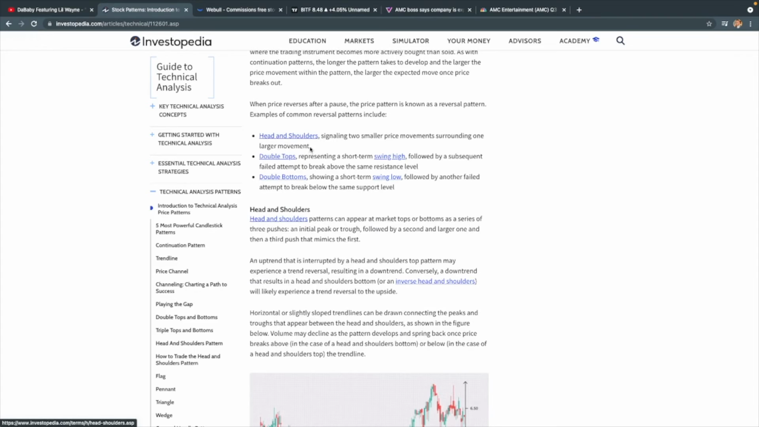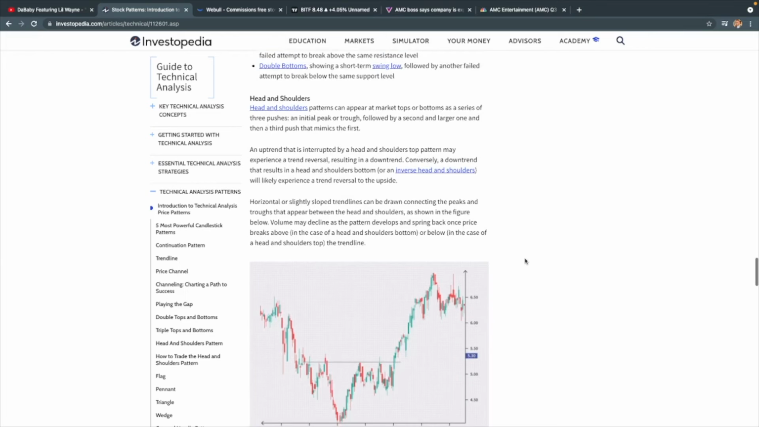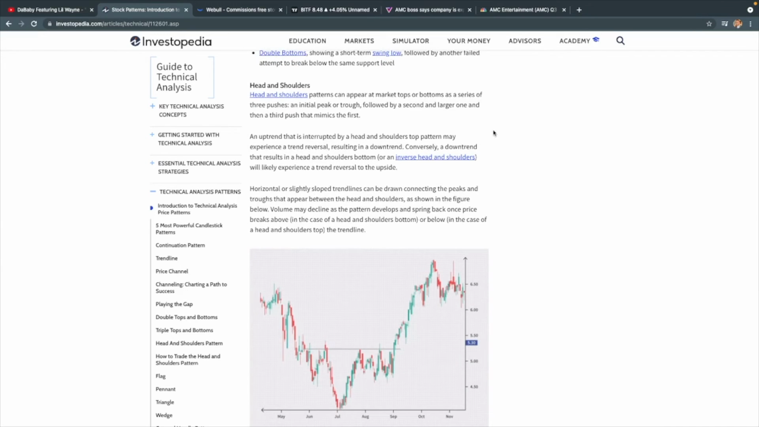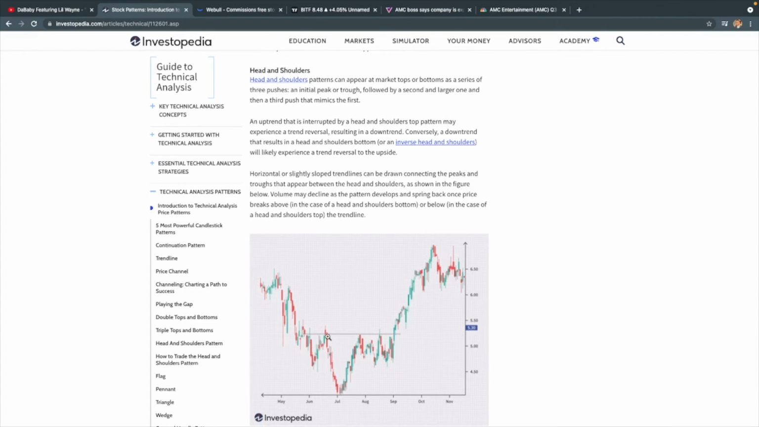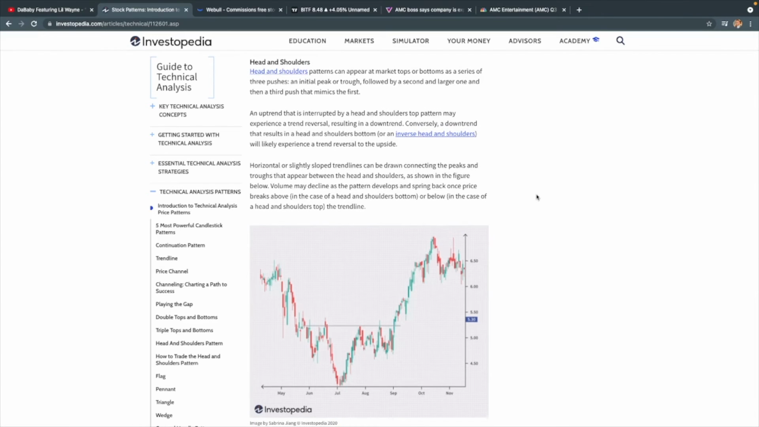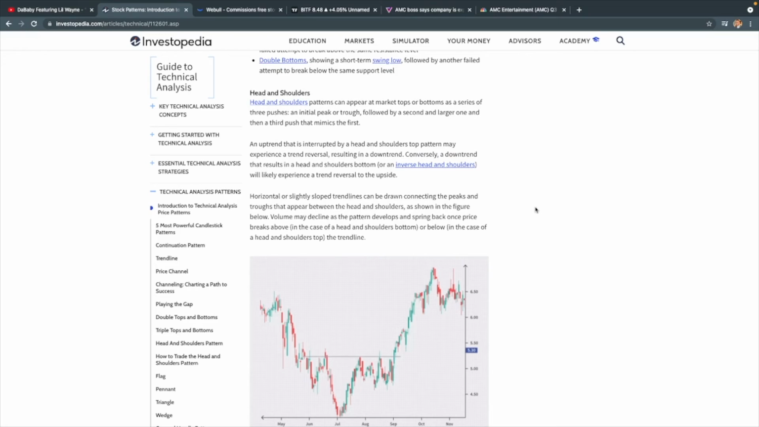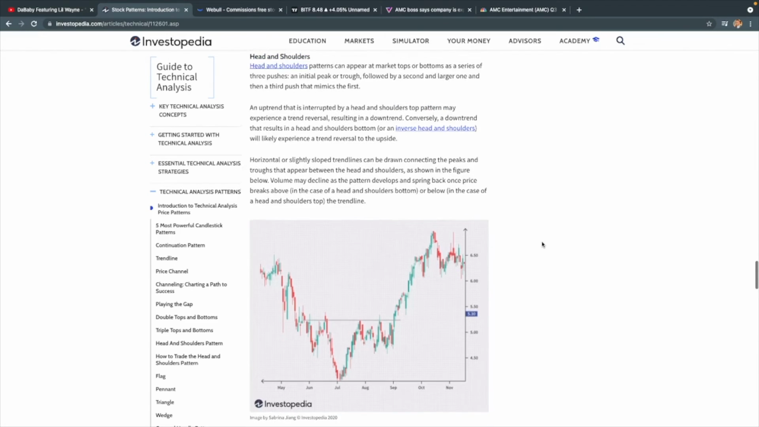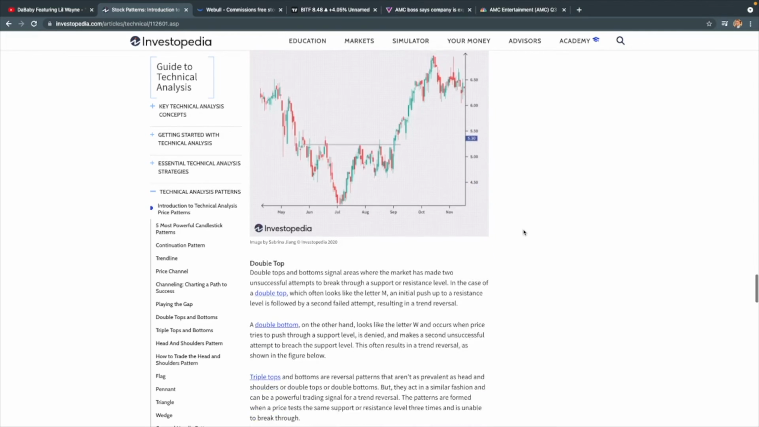So a head and shoulders, double tops, and double bottoms. Head and shoulders. These patterns can appear at market tops or bottoms as a series of 3 pushes. An initial peak or trough, followed by a second and larger one, then a third push that mimics the first. There you go. Your shoulder, your head, and your shoulder. Boom, it breaks out. And like I said, I will put the link down below if you need to study this a little closer. I just don't want this video to go on forever.